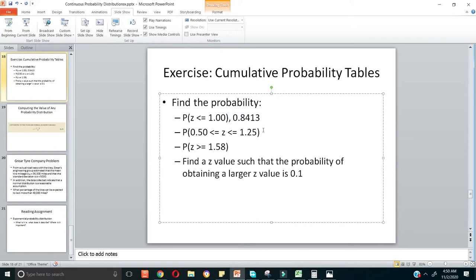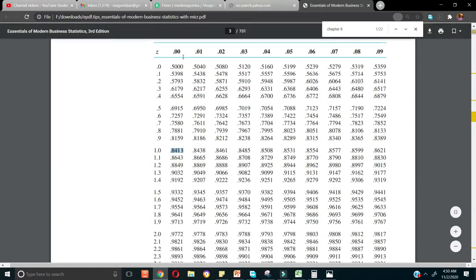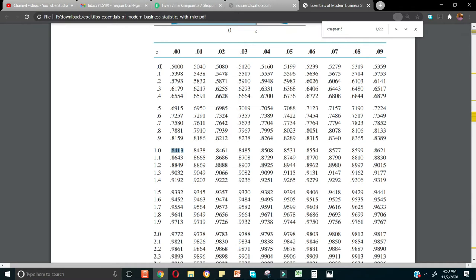So if you want to find the probability 0.5 less than or equal to z less than or equal to 1.25, first of all, what you have to do is to find the probability z less than or equal to 0.5. Again, you're going to go to the cumulative probability table, to the entry that corresponds to z of 0.5 over here, and that value is 0.6915.